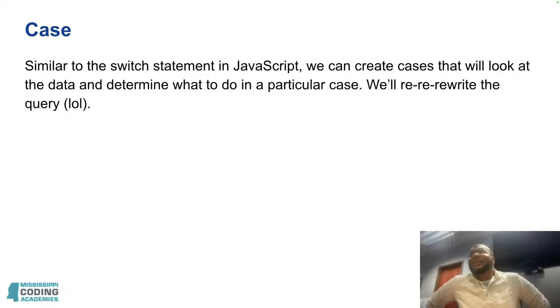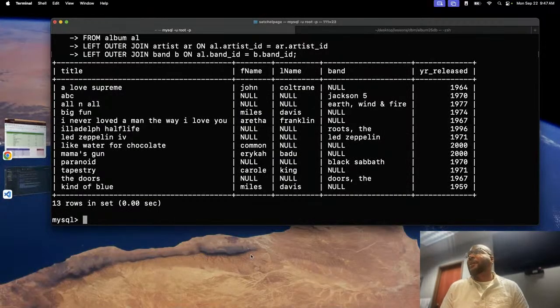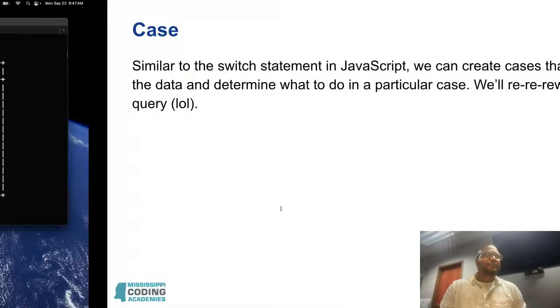In this next query that we're going to write, we're going to create a case that says, what to do if the data is null for all three of those fields? So first name, last name, band, etc. If they're null, what do we do? And then we're going to return the data.